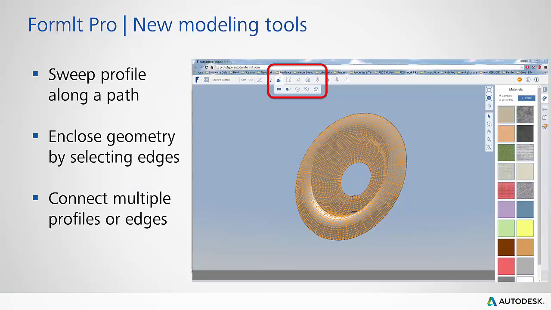Something that's new, that's just around the corner inside of Formit Pro, is these new advanced modeling tools. And this is going to give you the ability to do some of the modeling that you might see in some other of our programs, like swept profiles or enclosing geometry by selecting certain edges of the model. And then there's a loft type tool for connecting multiple profiles or edges.